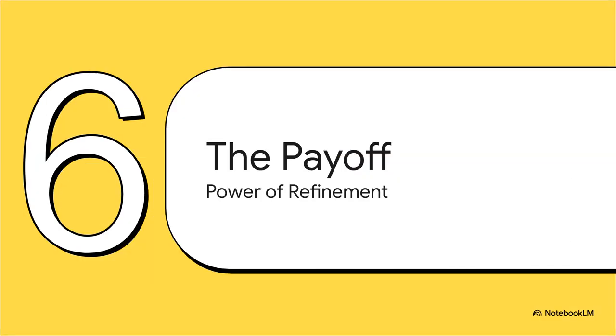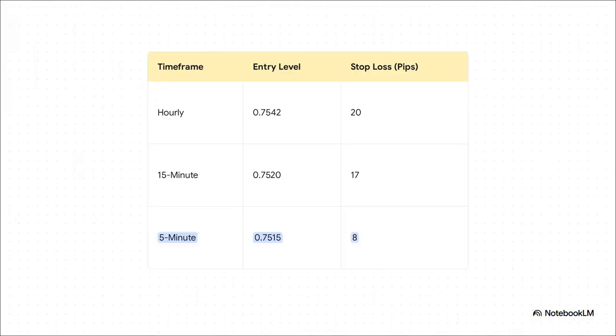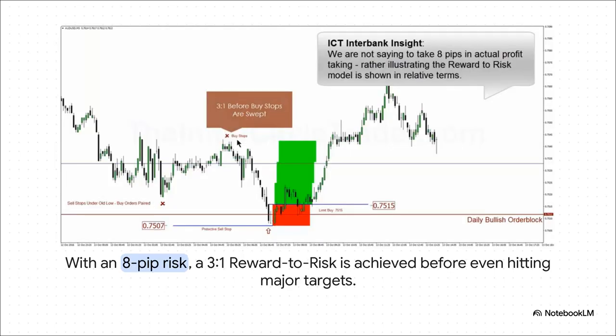So, was all that work worth it? All that zooming in and waiting? Let's take a look at the incredible payoff you get from harnessing this power of refinement. I mean, this table just says it all, doesn't it? We started with 20 pips of risk on the hourly chart. We got it down to 17 on the 15-minute, and then boom, a surgical 8-pip risk on the 5-minute. That is a 60% reduction in your risk. That's huge!